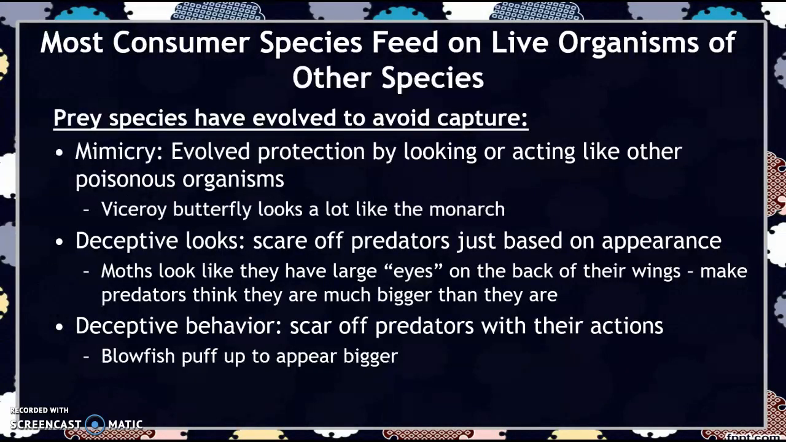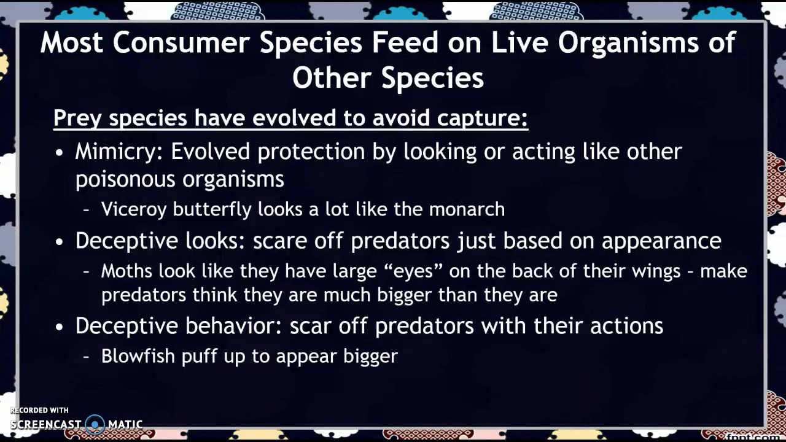There are other ways that prey species can avoid capture. We have mimicry, where organisms evolve protection by looking or acting like another poisonous or bad tasting organism. The viceroy butterfly looks a lot like the monarch, and like I said a few slides ago, the monarch is very bad tasting to birds, so the viceroy mimics it, so birds think that the viceroy is also bad tasting. We have deceptive looks, where we scare off predators based on appearance.